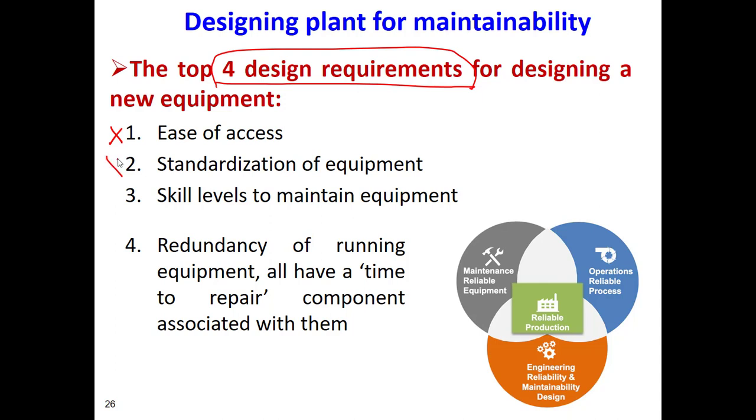Standardization of equipment. So all the equipment has to be working in the standard condition, the standard design condition. We have to evaluate what is the skill level that is needed to maintain that equipment. This also we need to evaluate, we need to report. And also redundancy of running equipment. So we have to evaluate, like after how many months or after how many years we expect to repair or replace that equipment. Okay, so those are the 4 important things that we have to consider when we are designing the equipment.